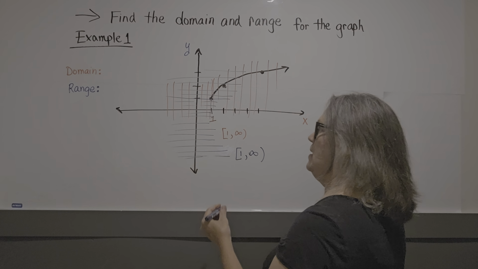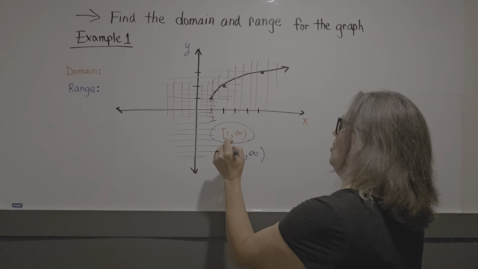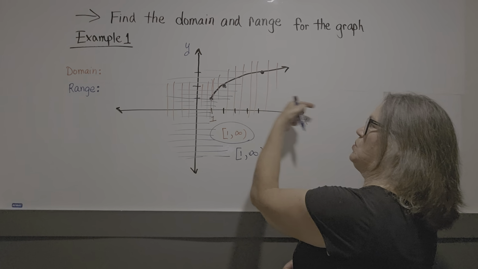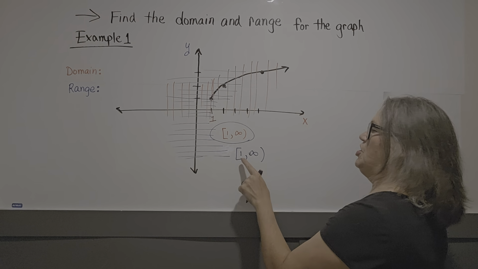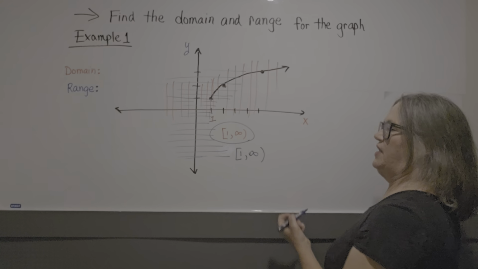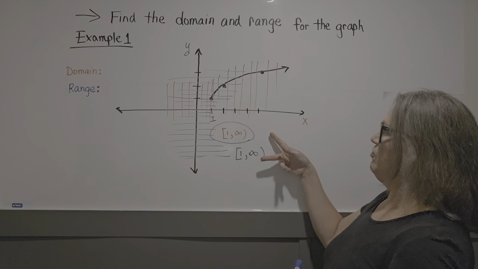So the domain is from 1 to infinity, including 1. That's going this way. And then the range is the y values starting at 1 and going up. So 1 to infinity. So this is, remember, interval notation.